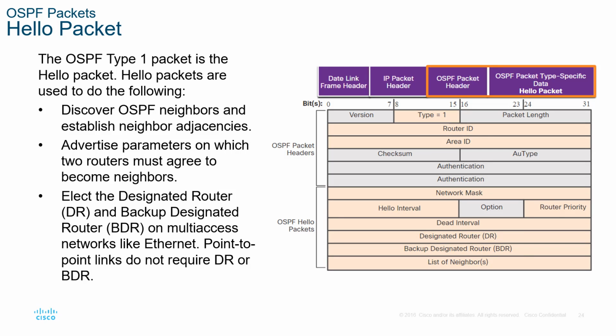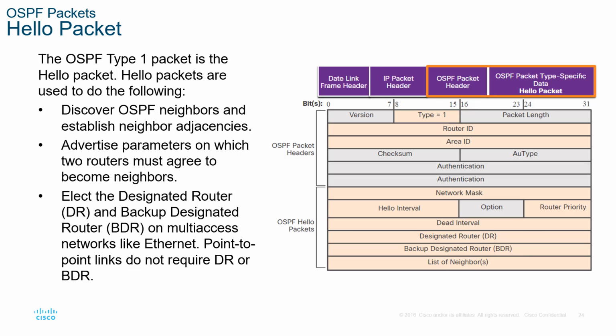The OSPF type 1 packet, the hello packet, is used to discover OSPF neighbors, advertise parameters, and elect a designated router, master router, and a backup designated router. So a designated router, DR, and a BDR on multi-access networks like Ethernet. Point-to-point links do not require a designated router or a backup designated router, but they may happen.